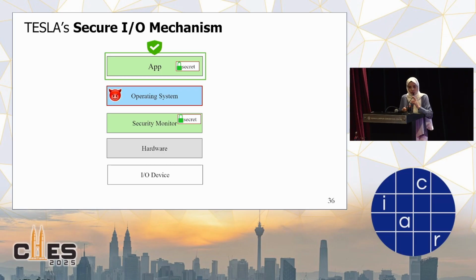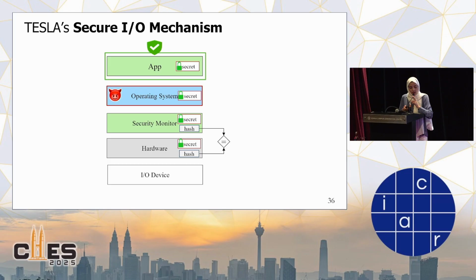In order to ensure that the operating system does not tamper with this data, the security monitor will also compute a hash over this data and then transfer control to the operating system. The operating system will also see the data in an encrypted form. And then finally, when the hardware is about to write this data to the device, we'll compute a hash again in the hardware and compare it with the hash computed in the security monitor.